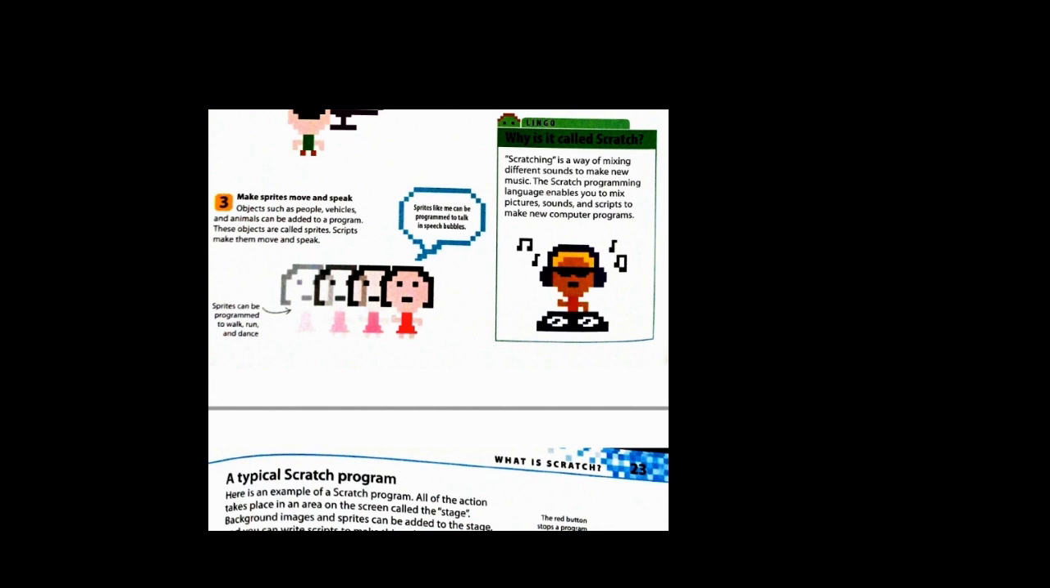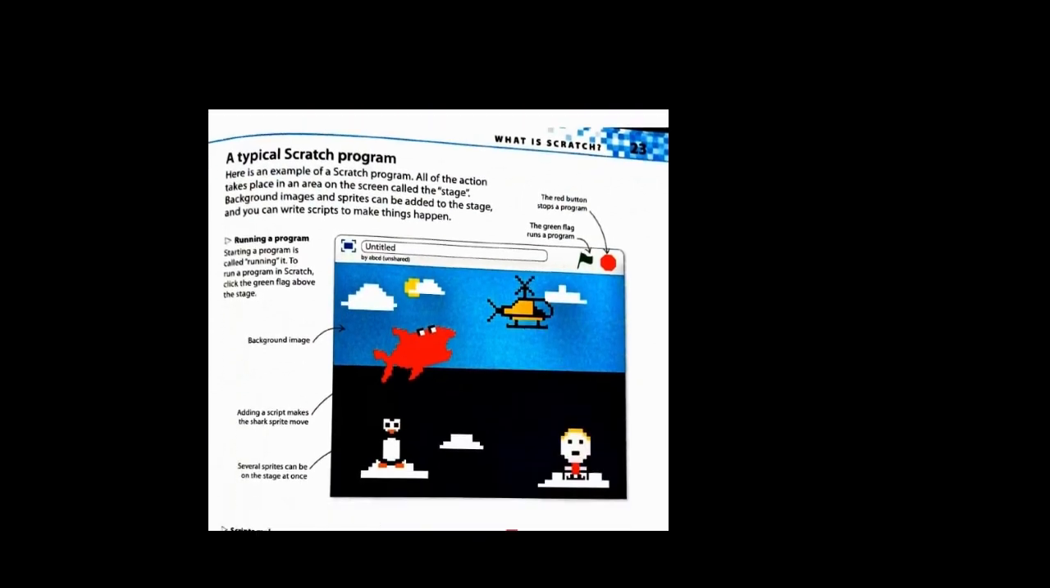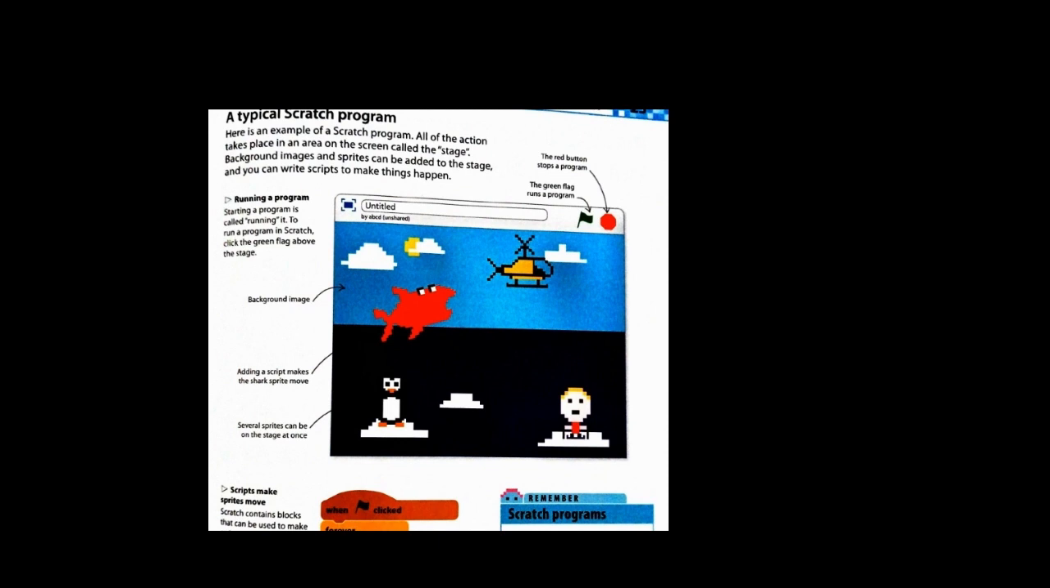Why is it called Scratch? Scratching is a way of mixing different sounds to make new music. The Scratch programming language enables you to mix pictures, sounds, and scripts to make new computer programs. A typical Scratch program. Here is an example of a Scratch program. All of the action takes place in an area on the screen called the stage. Background images and sprites can be added to the stage, and you can write scripts to make things happen.